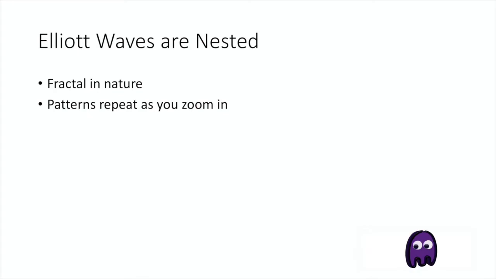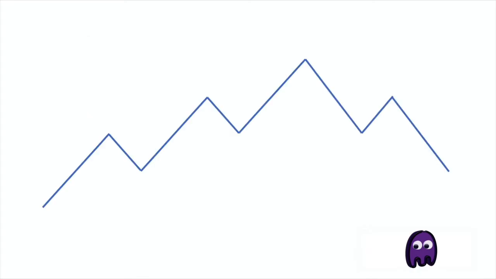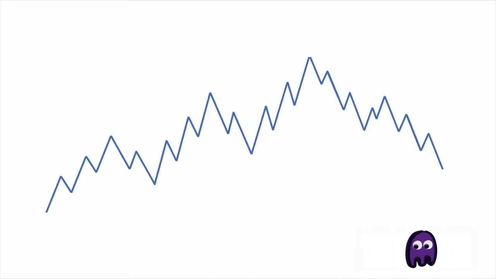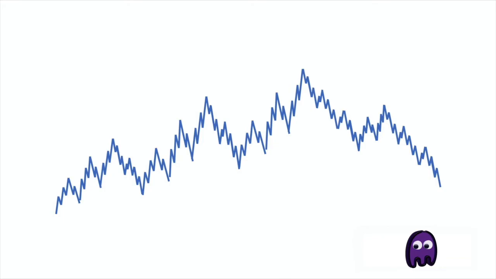So here's an example of a 5-3 wave. As we zoom in, we see the nestedness of 5-3 waves in each impulse. And zoom in once more, and we see more fractal nature.